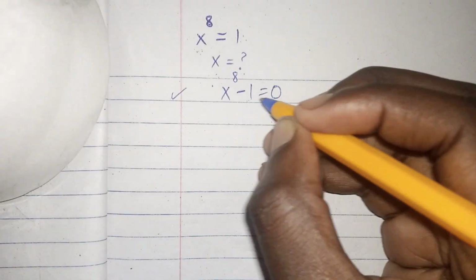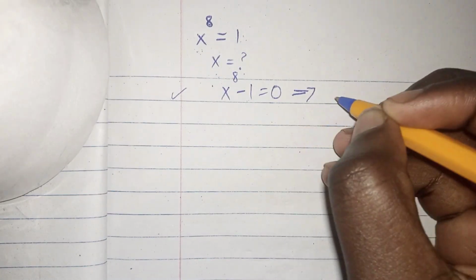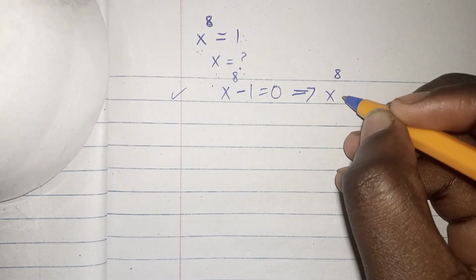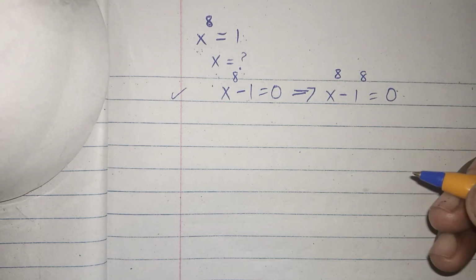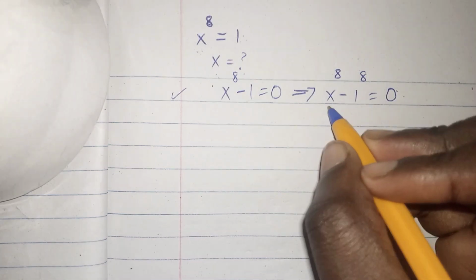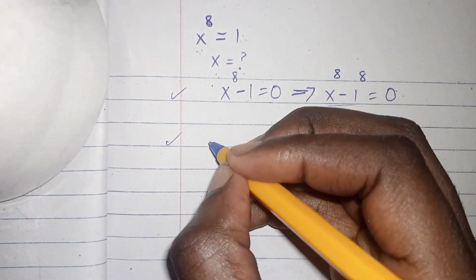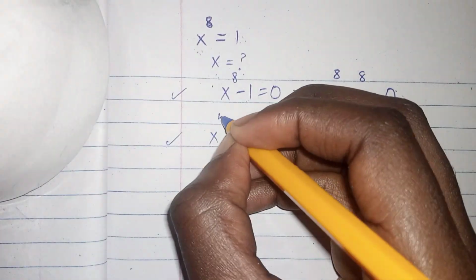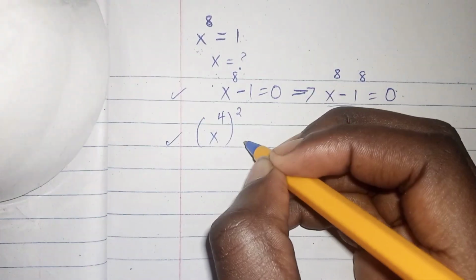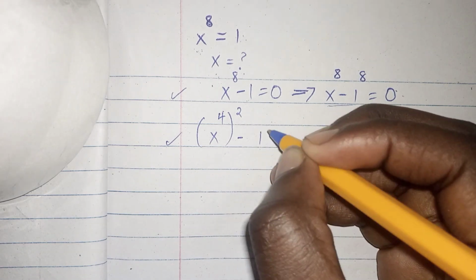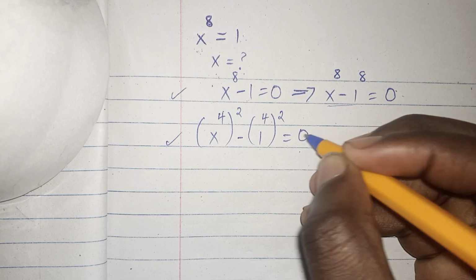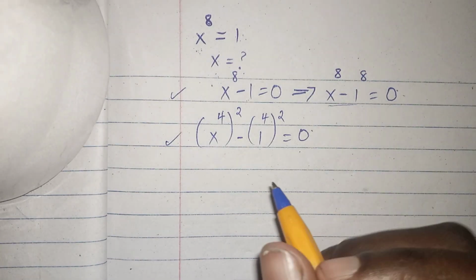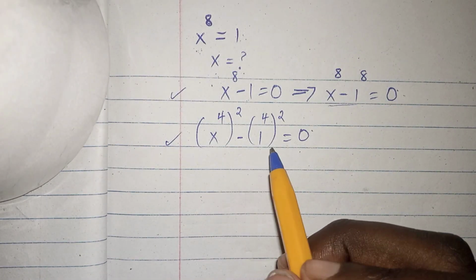So we can as well write this equation as x to the power of 8 minus 1 to the power of 8 is equal to 0, right? So let us express this as (x to the power of 4) all squared, minus (1 to the power of 4) all squared, is equal to 0. So you can see this is a difference of two squares.